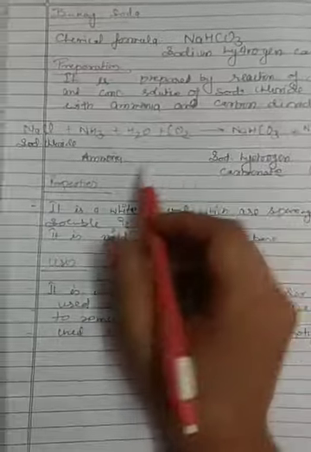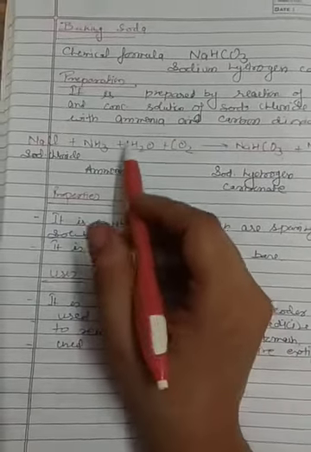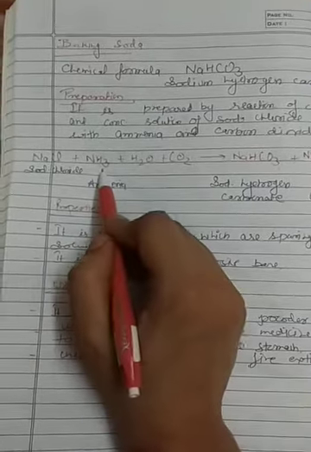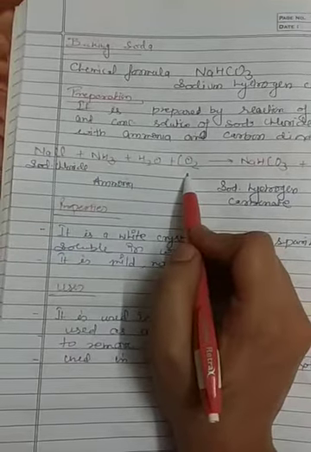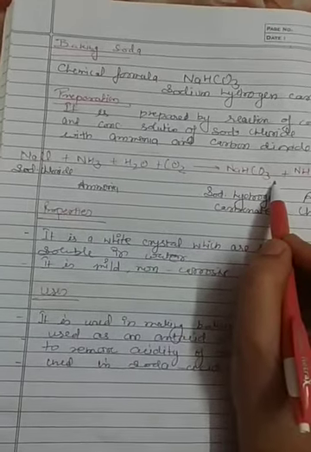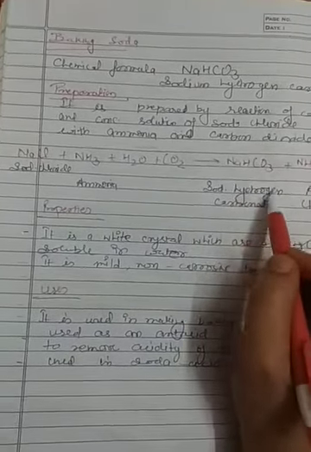sodium hydrogen carbonate, meaning baking soda, and ammonium chloride will also be produced along with this baking soda. Okay, so what is the method of preparation? It is prepared by the reaction of ammonia and carbon dioxide with water, and baking soda, sodium hydrogen carbonate, is produced.